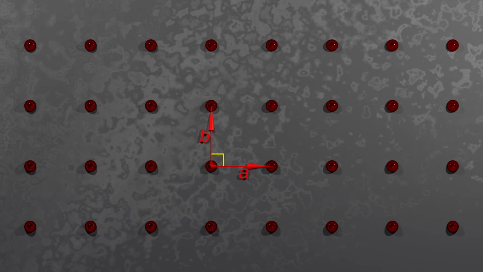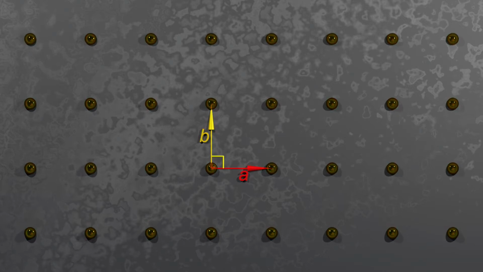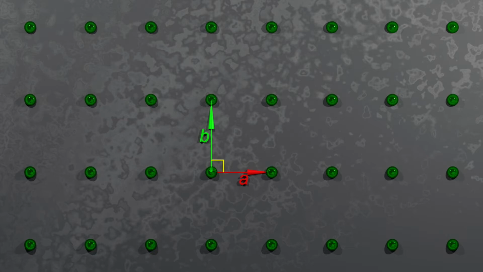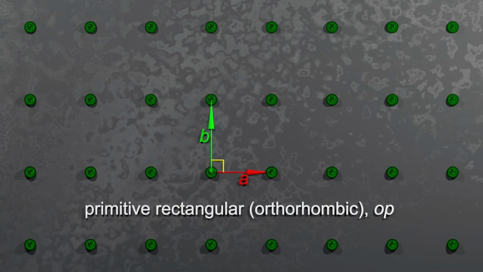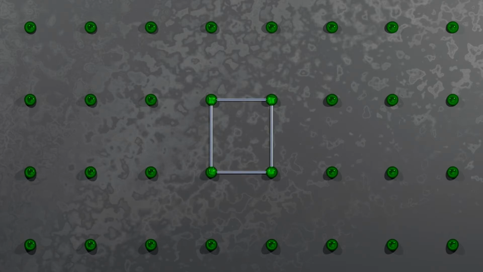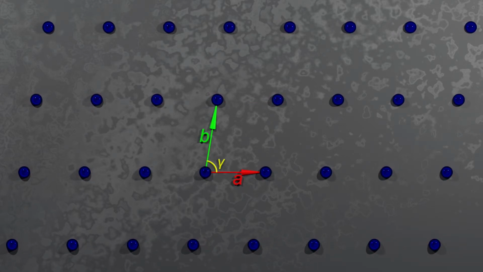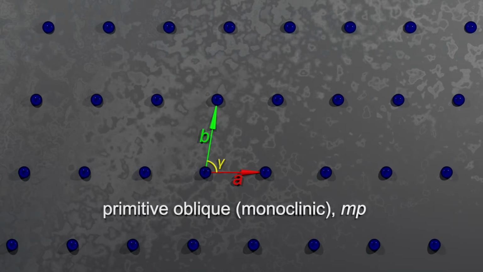Vectors A and B don't have to be the same length. If A and B have a different length but are still at 90 degrees to each other, we call this a primitive rectangular or orthorhombic net. And here is the corresponding unit mesh. If A and B have different lengths and the angle between them is not 90 degrees, we call this a primitive oblique or monoclinic net. Here, gamma denotes the angle between A and B. And here is the corresponding unit mesh.